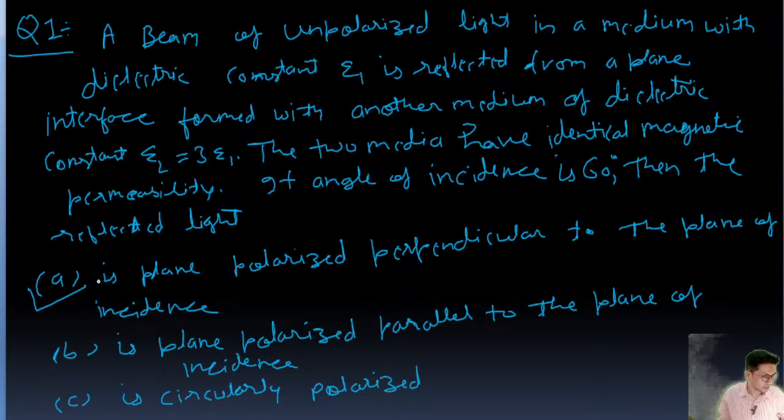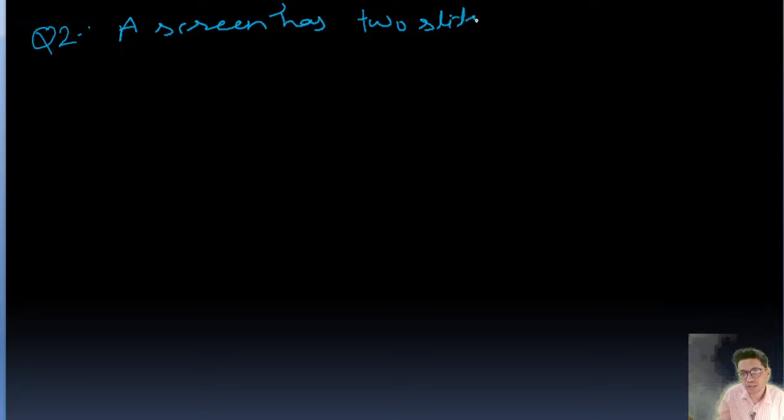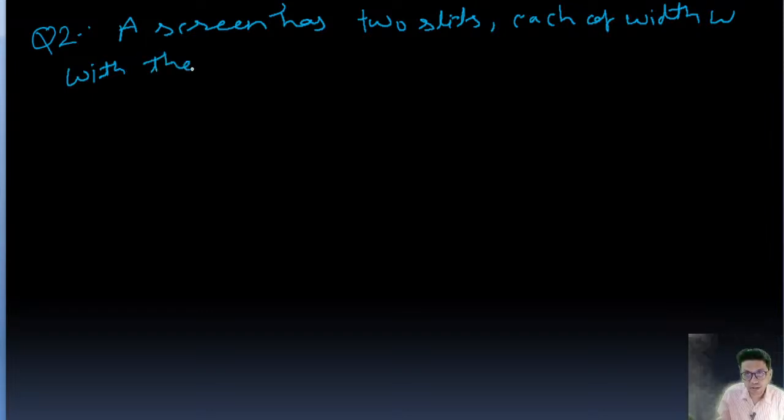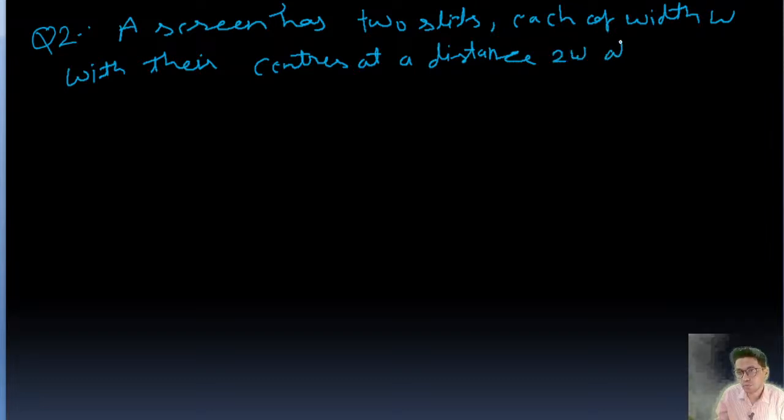Next question, guys. Question 2: a screen has two slits, each of width w, with their centers at a distance 2w apart.